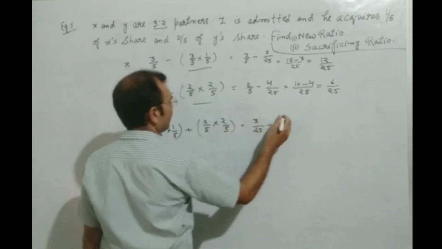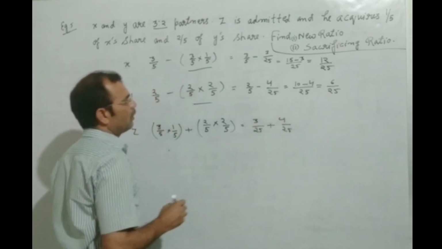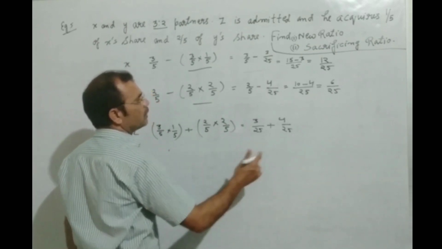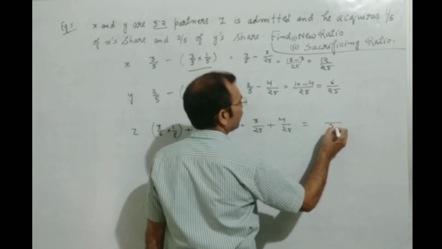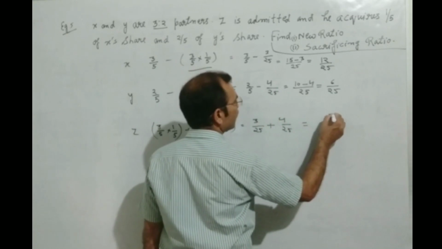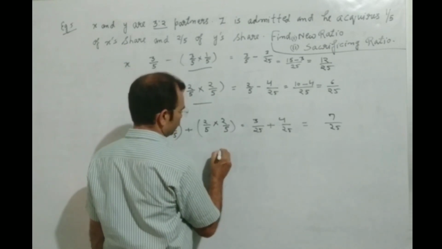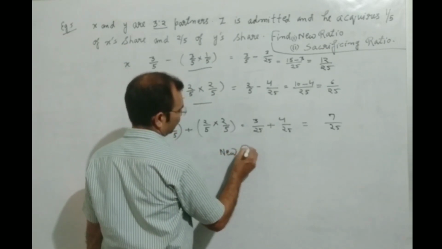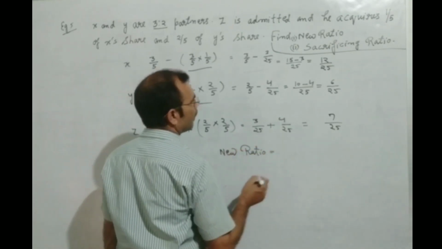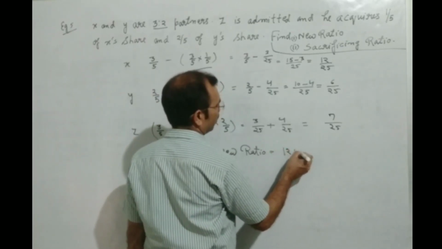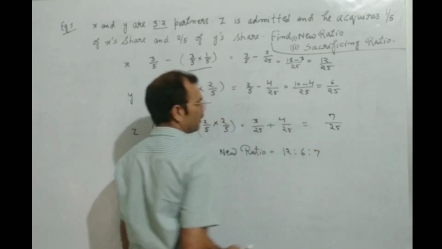Now we will solve the second bracket. 2 times 2 is 4, 5 times 5 is 25. Now you are seeing the denominators are the same, so we can add both the fractions directly. 3 plus 4 is 7 over 25. Now all the denominators are the same, so we can find the new ratio. The new ratio will be 12 is to 6, sorry, 12 is to 6 is to 7.